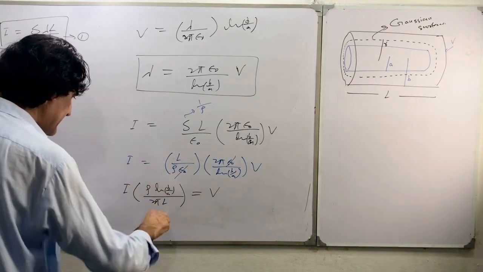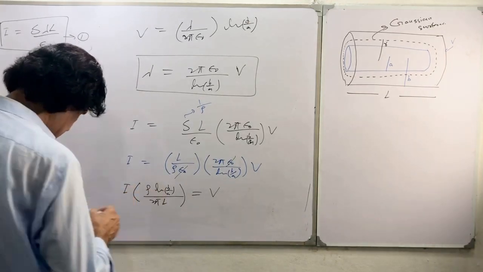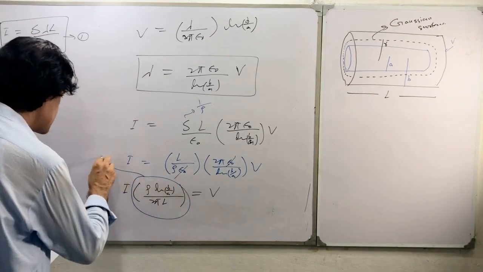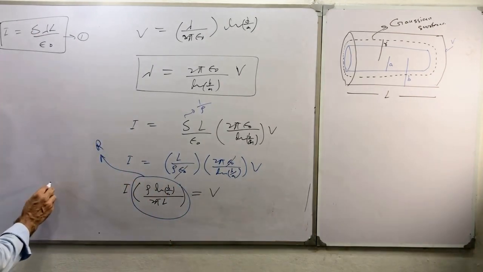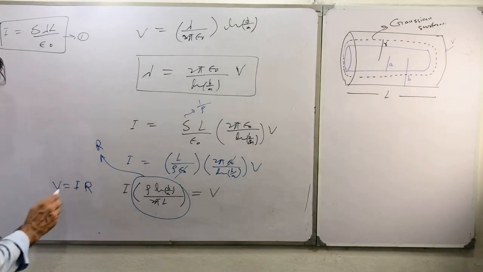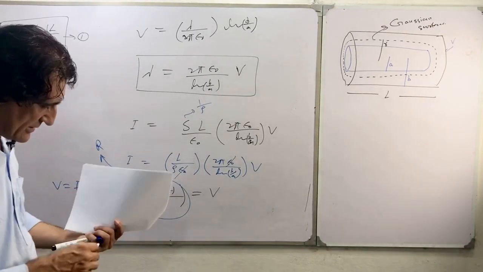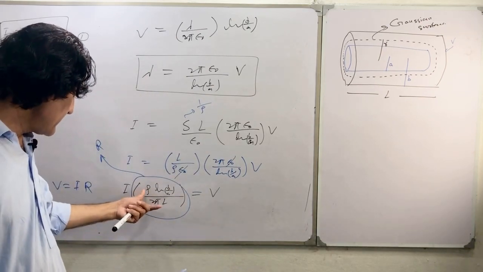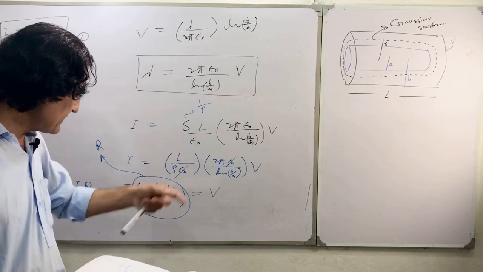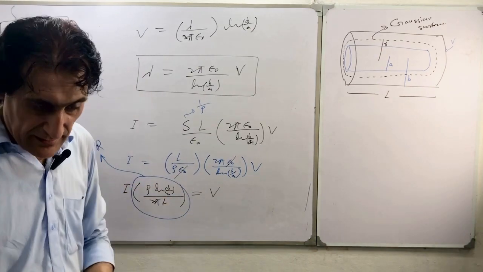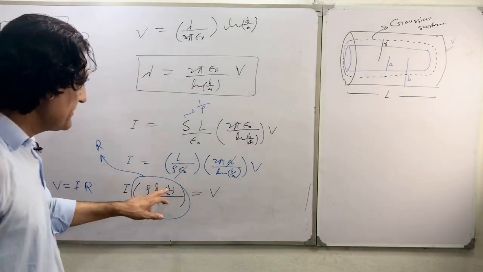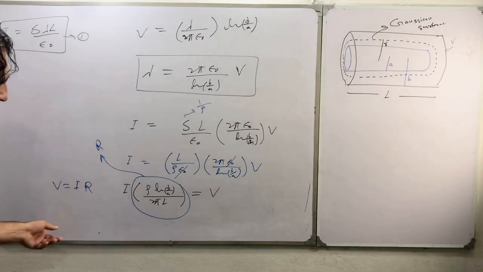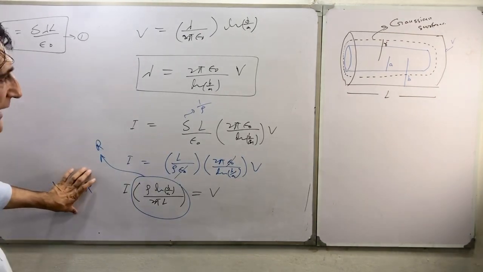So actually in this example, this whole term is equal to R. So V is equal to IR, and this R depends on the length and the natural log of B over A, so it also depends upon the radii A and B. So we get Ohm's law, V is equal to IR.